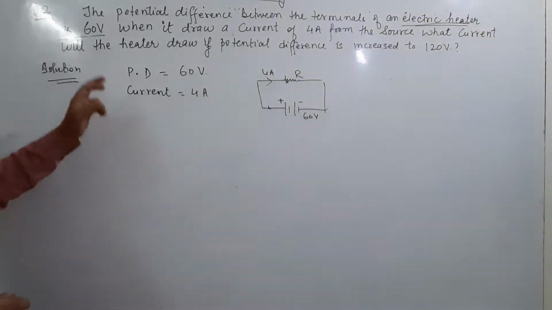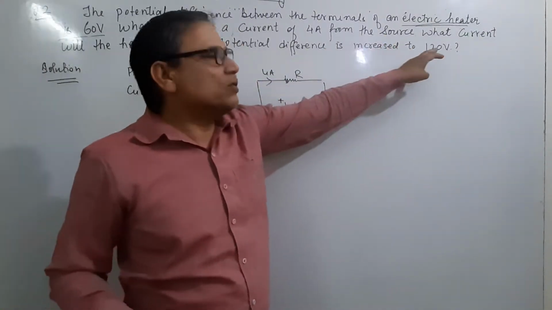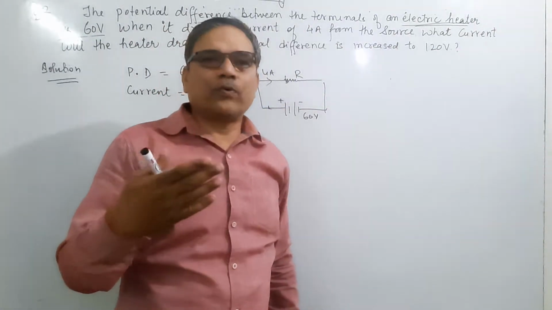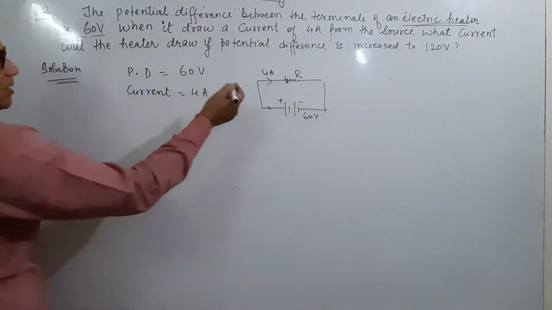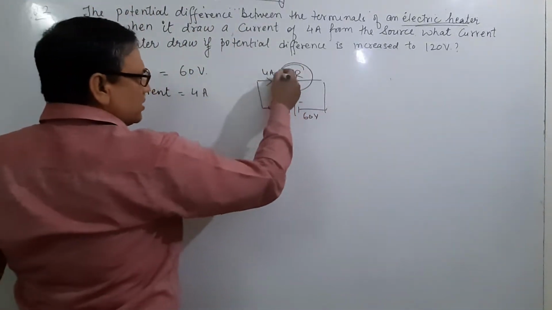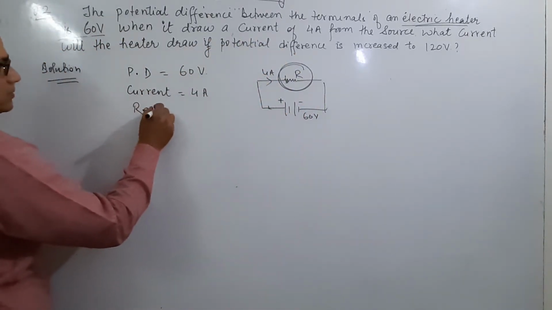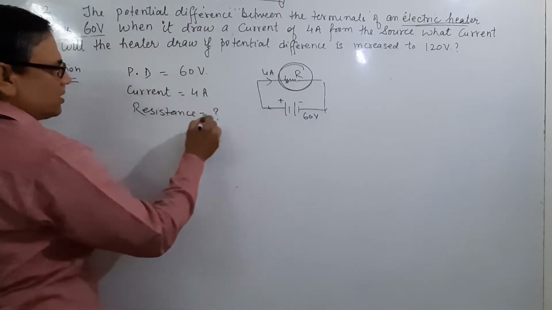It will increase. Why? As the potential difference is increased, current will also increase. Potential difference is directly proportional to the amount of current. The resistance of this electric heater will be the same. Then resistance R is equal to question mark.